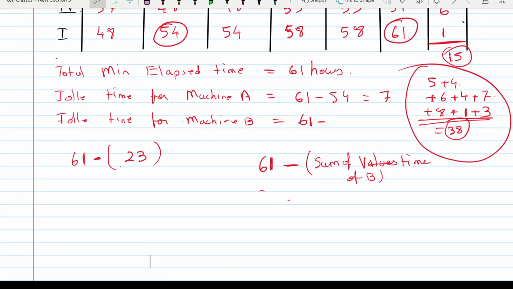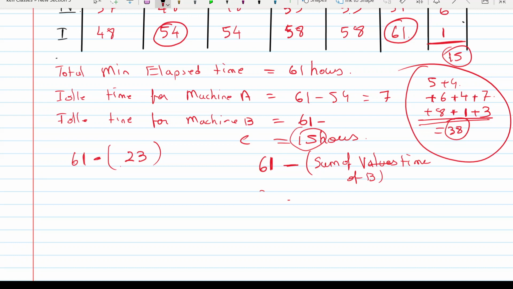So idle time for machine C is how much? 15 hours, correct? For machine C it is 15 hours. This one also, if you see, 3 plus 8, just add the values of machine C. How much? 46. Okay, 46 has come. So 61 minus 46, 15. So you get that back.